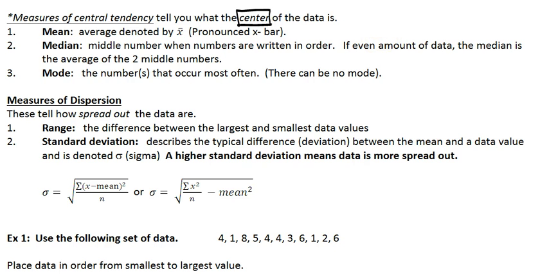Okay, so to find the center of data, the mean is the average. In this class, we're going to say the mean is this symbol right here, which is the X-bar symbol. We talked about that already a little bit in chapter 12. Review, to find the mean, you add up all your values, and then you divide by how many values there are.